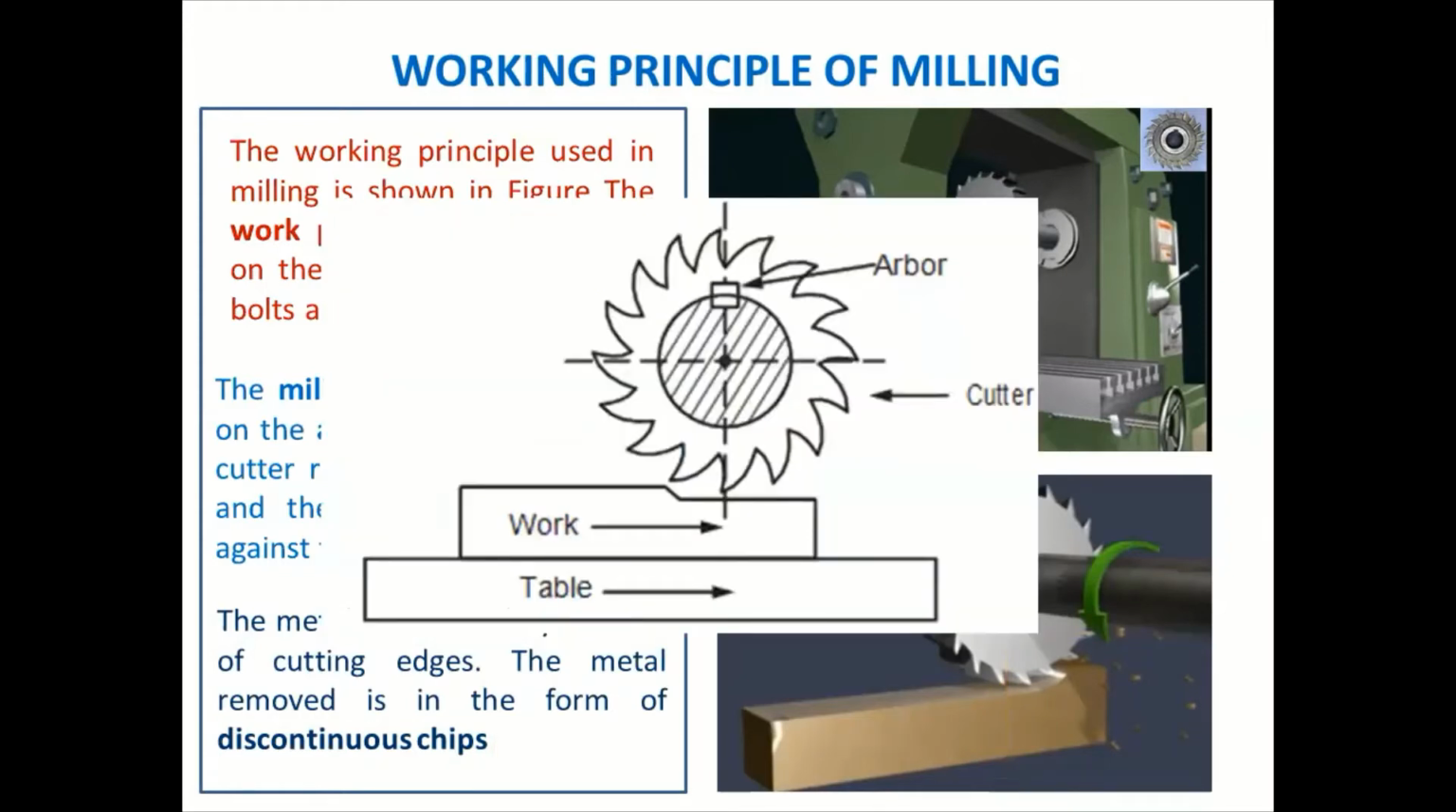This is a 2D sketch which I am showing. This is easier to draw in the exam. You can see this is the spindle or arbor, over which the cutter has been mounted, and the workpiece is mounted over the table. The cutting action takes place, and the removal of the metal is possible.